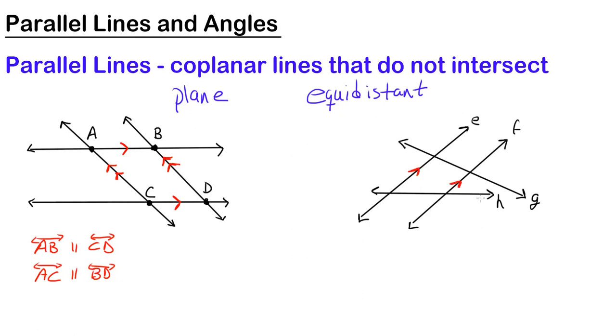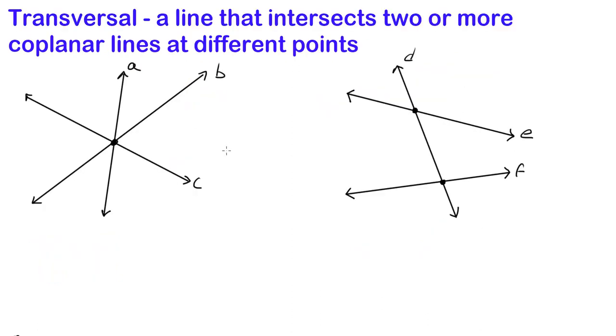Sometimes, as in this second figure here, lines are not identified by the points that make them. They only have one letter at the end here. So in this figure, you see that line E is parallel to line F, and the way I would write that is line E is parallel to line F.